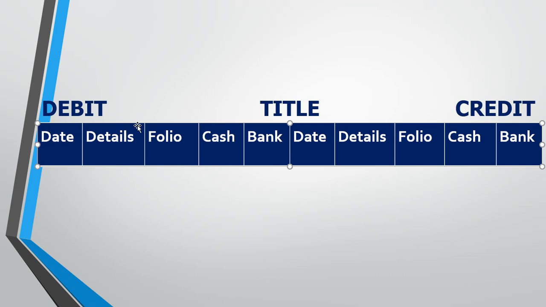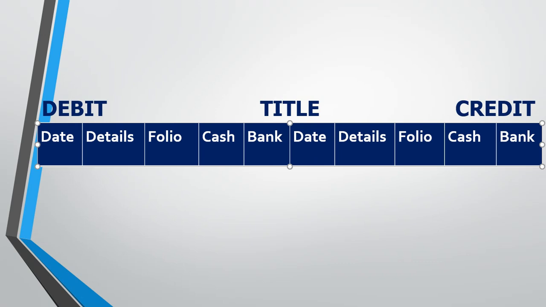It has date, details, folio, and cash on the debit side. Then also on the credit side, it has date, details, folio, and cash. So either there is money coming in or money is going out. On the debit side, you record cash receipts. Then on the credit side, you record cash payments. So that is how a single column cash book looks like.